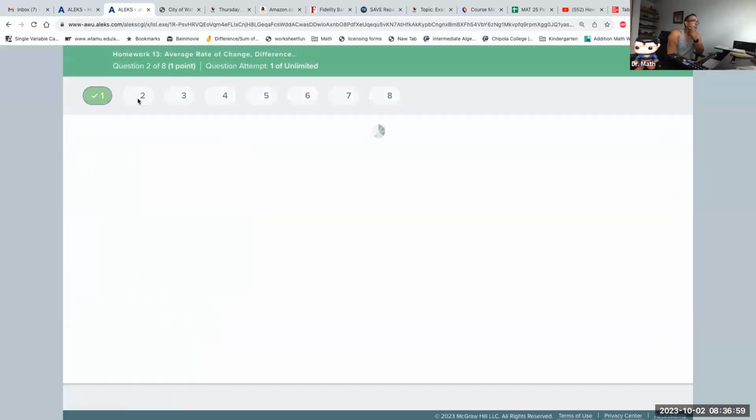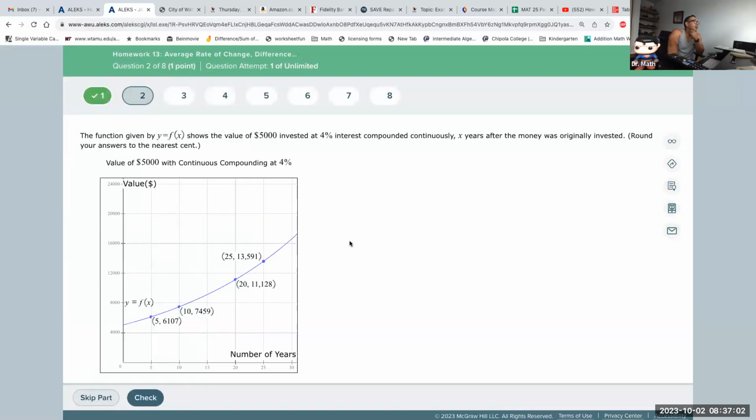Question 2. All right, so they give us this function f of x, and they show the value of $5,000 invested at 4% interest compounded continuously x years after the money was originally invested. So again, say you invest $5,000, right? And then this is a rate of 4% growth continuously, right? So it's pretty nice growth after an amount of years.